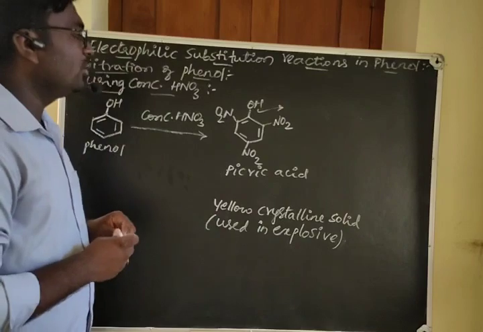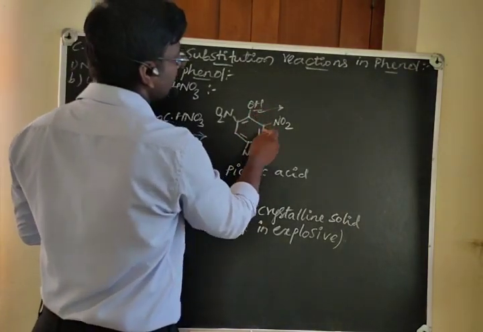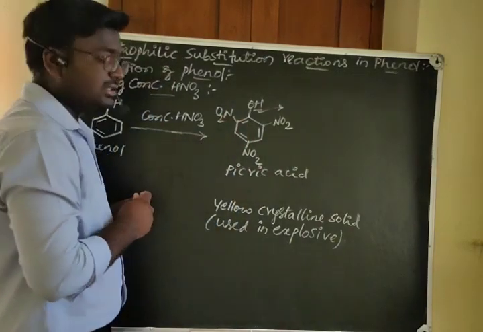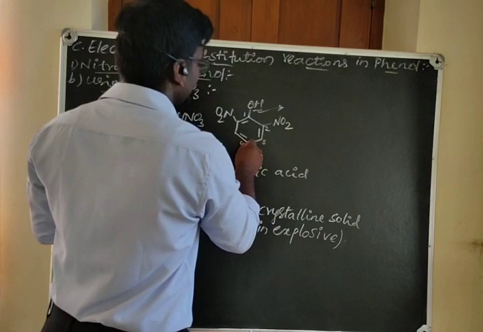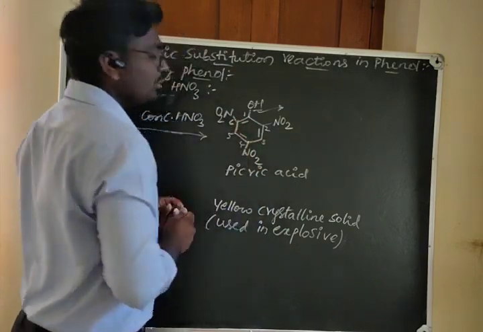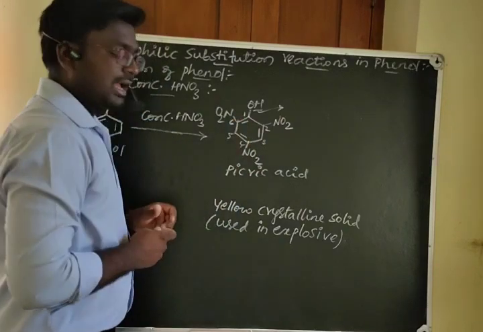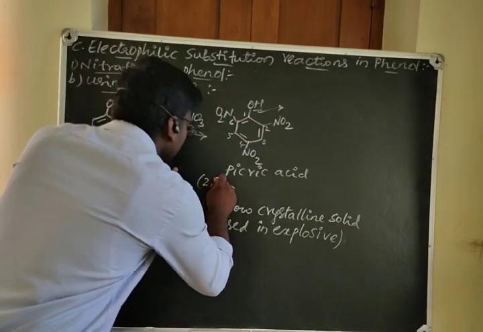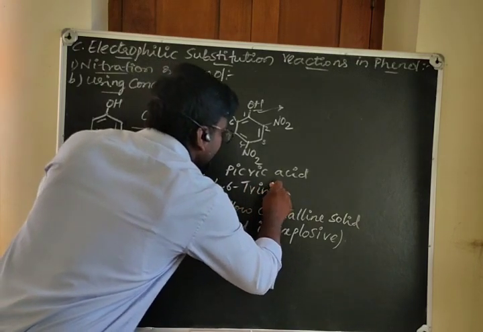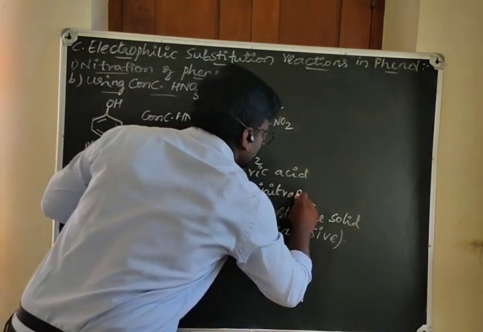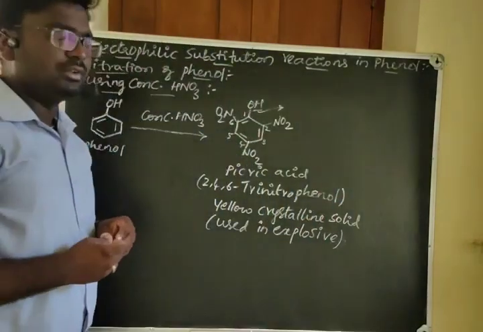And what is the IUPAC name of this compound? See, this is the major functional group. These nitro groups are substituents, and what are the positions? This is 1, 2, 3, 4, 5, 6. So you can see the nitro groups at 2, 4, 6. I can write the IUPAC name as 2, 4, 6 trinitrophenol.